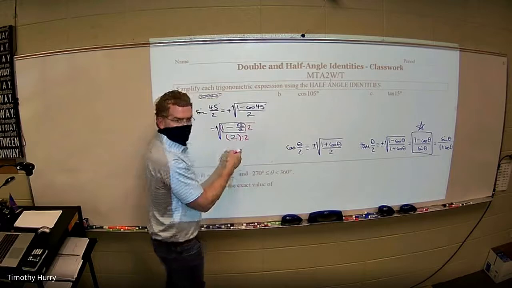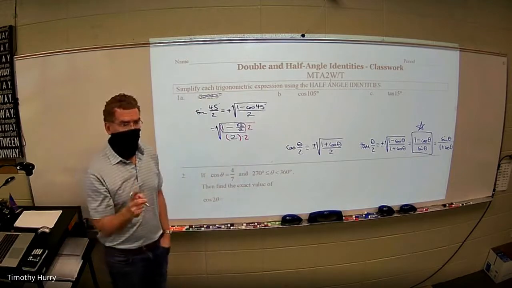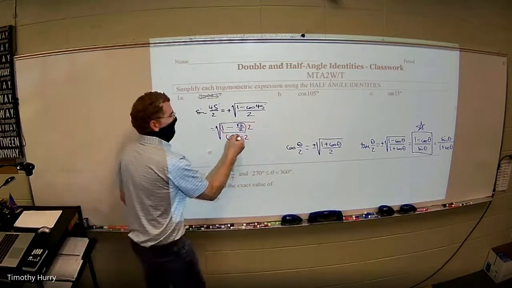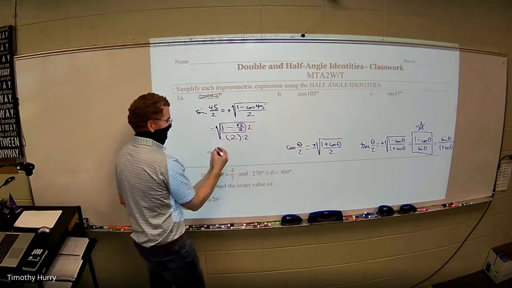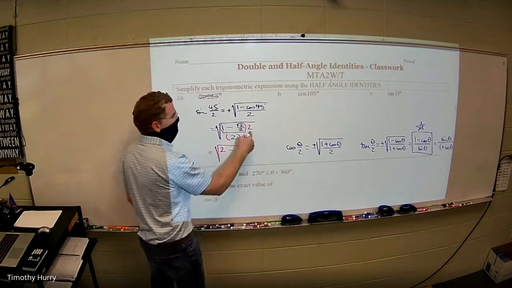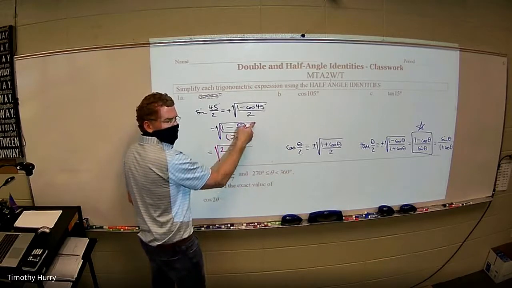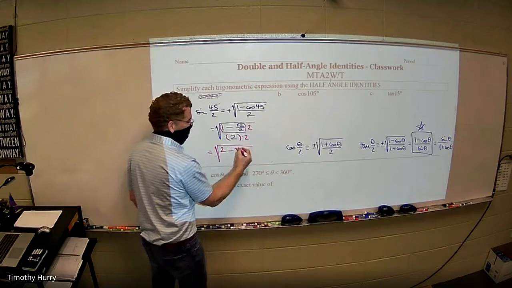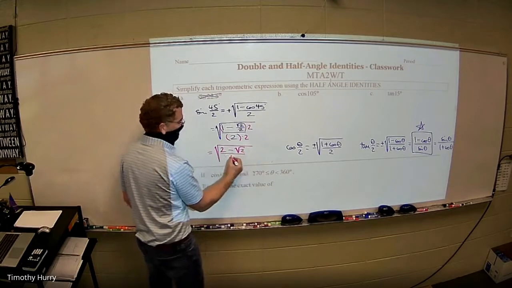Am I allowed to do that? Yeah, because 2 over 2 is 1. And look what happens. When I distribute that 2 in, I'm still under the radical here. I get 2 times 1 is 2. 2 times the fraction, the 2's cancel, and I'm left with minus root 2. And on the bottom, I get a 4.